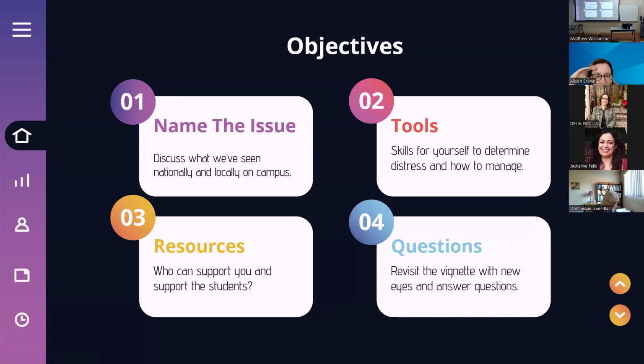We're going to learn some tools and skills for yourself to determine when a student might be in distress, and how to manage not only your own emotional reaction, but how you might best support the student. You'll learn resources, and we will be able to actually revisit that. Suggestions on how to support.